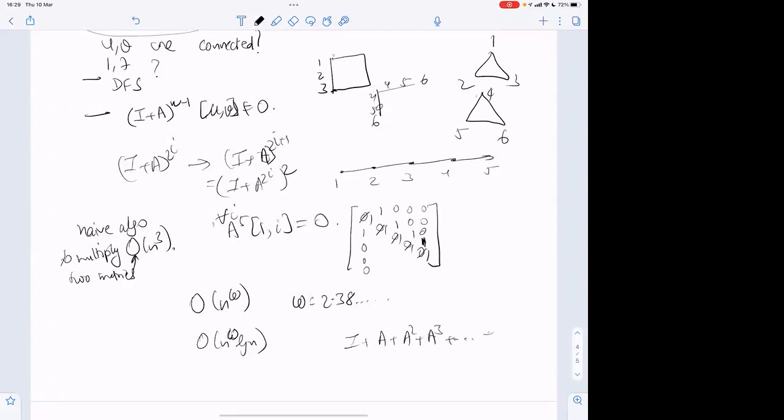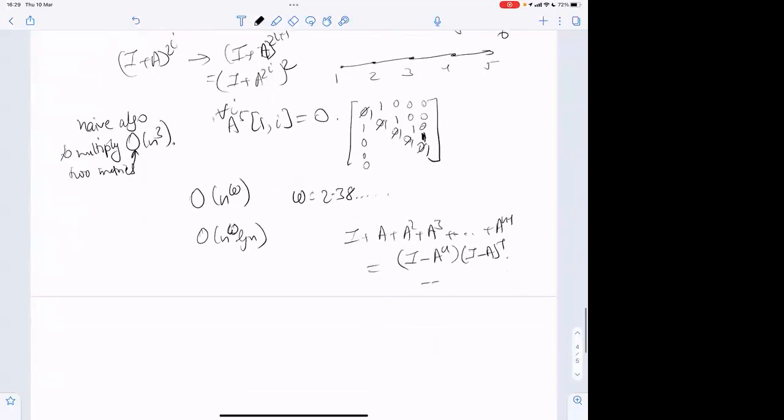Other way to do it is to compute I plus A plus A squared plus A cube and so on, plus A to the n minus 1, which as a geometric series you can see is I minus A to the power n into I minus A inverse. Because they commute, you can write it that way. So you can even verify that I minus A inverse suffices, correct?